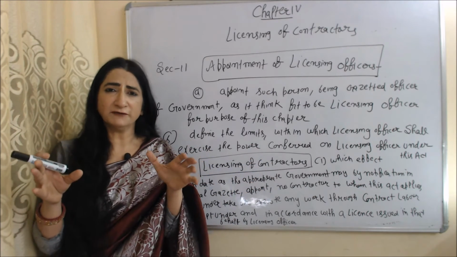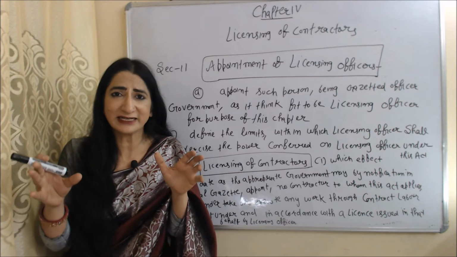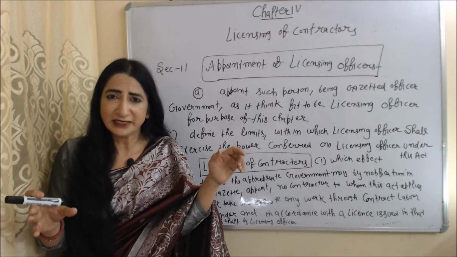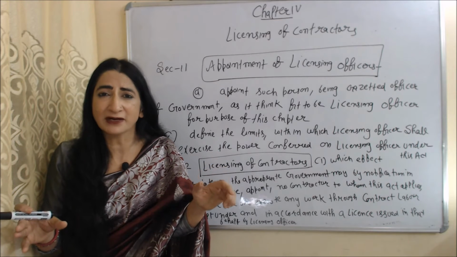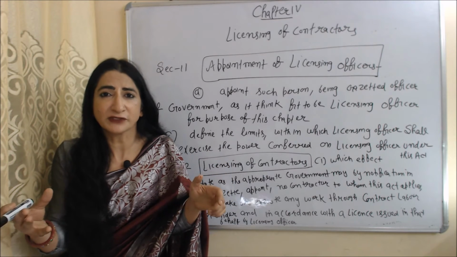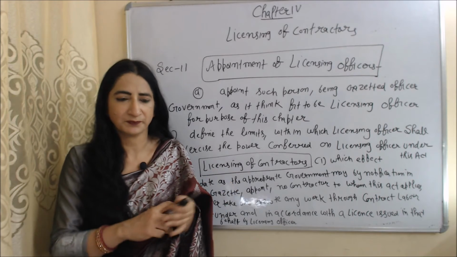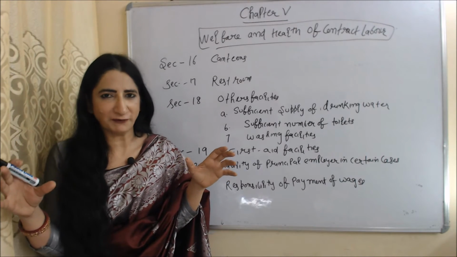Section 12 talks about licensing of contractors. The government, by giving notification in the official gazette, can declare that no contractor shall either undertake or execute any work of contract labor unless the licensing officer has issued a license to him. Now we are going to talk about chapter 5.